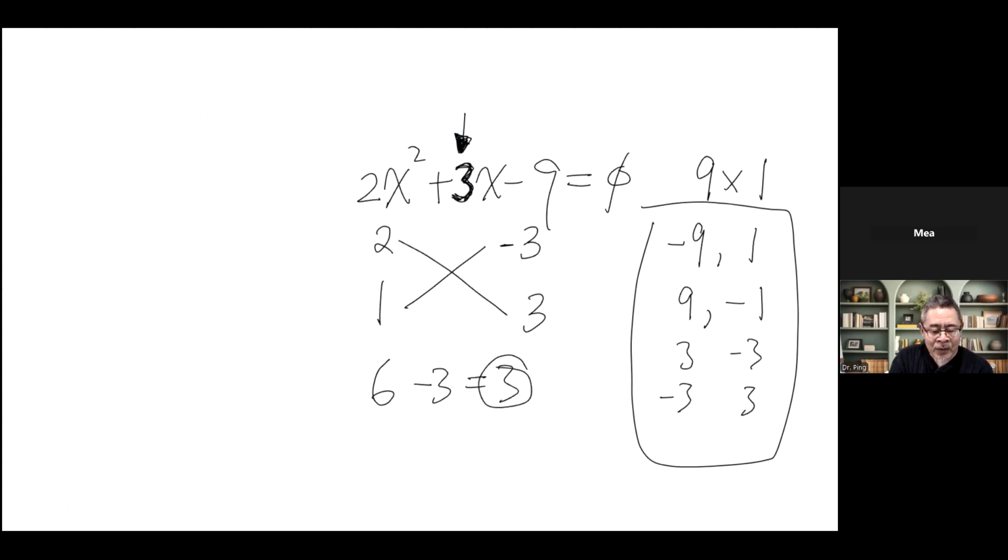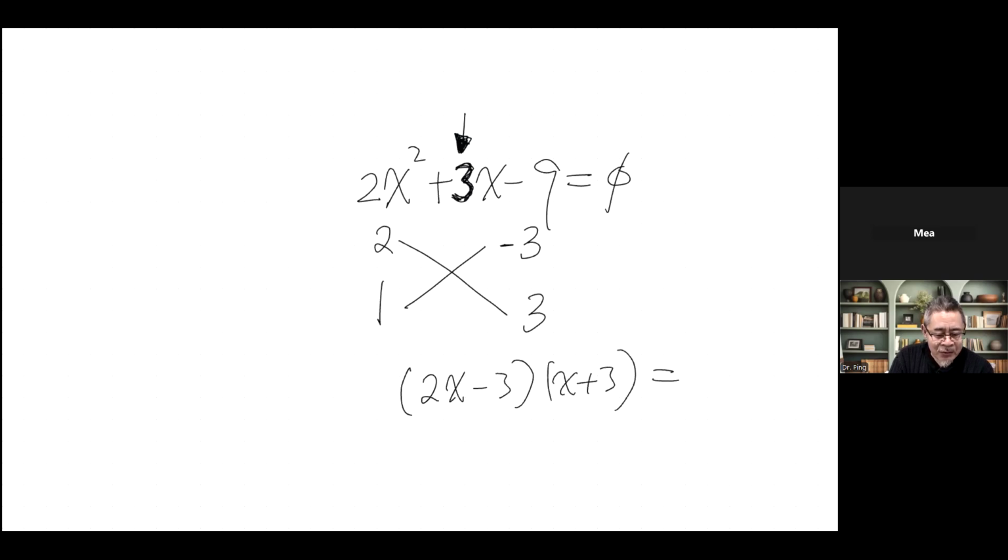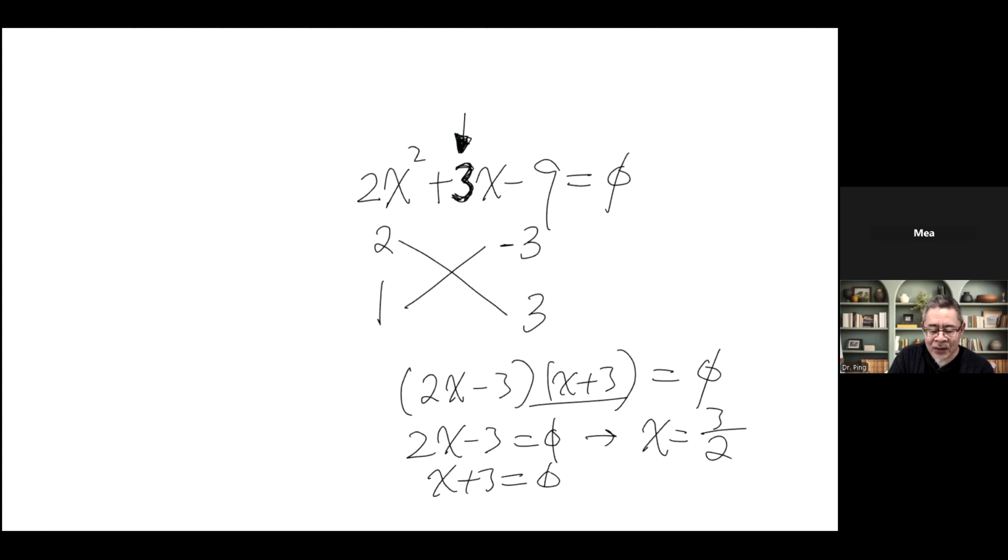So therefore, that changed to 2x minus 3 times x plus 3 equal to 0. And so that gave us 2x minus 3 equal to 0, which gave us x equals to 3 over 2. And then we got x plus 3 equal to 0, and that gave us x equal to negative 3. So therefore, what we got here is negative 3 and 3 over 2.